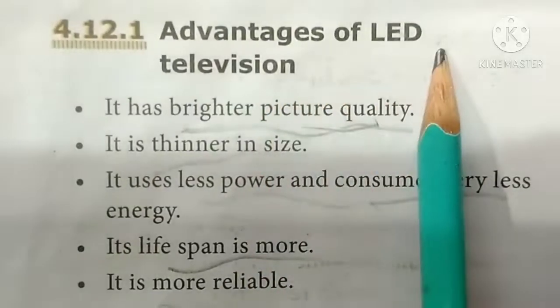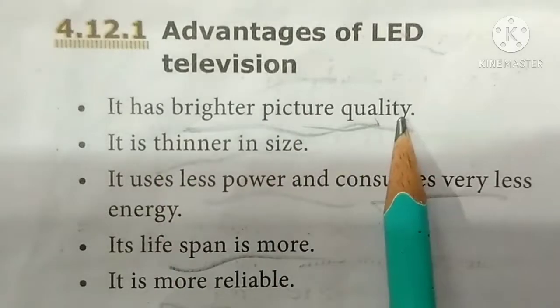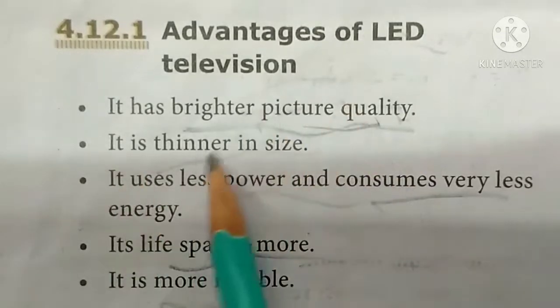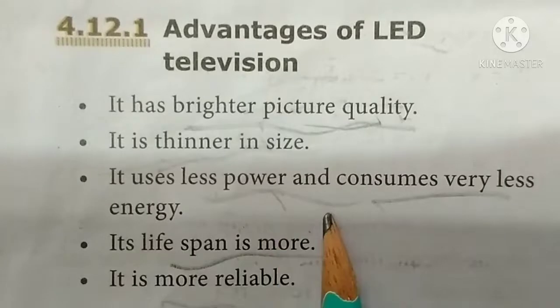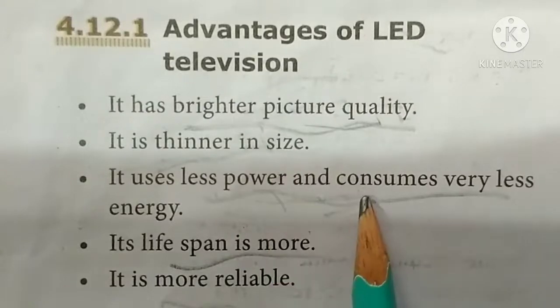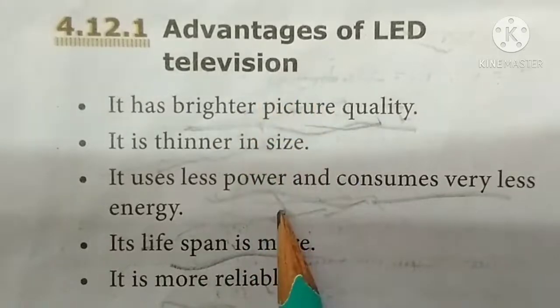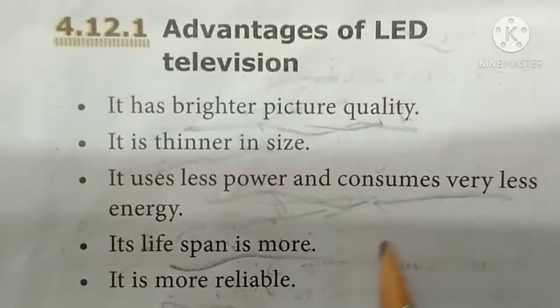Now you can see the advantages of LED television compared to the ordinary television. The first one is that it gives a brighter picture quality. It is brighter and much thinner in size. It uses less power and consumes very little energy, and its lifespan is more. Compared to the ordinary TV, the LED television's lifetime is more, and it is more reliable. So these are the advantages of the LED television.